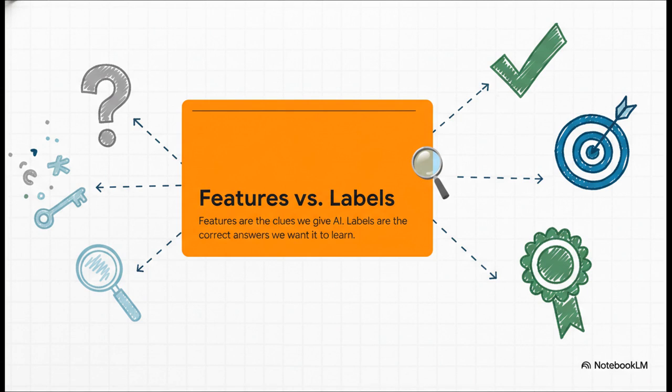The easiest way to think about it is like this. Features are all the clues we give the AI. And the label, that's the correct answer we want it to learn from those clues. That's it. It's just a game of clues and answers played millions of times over.